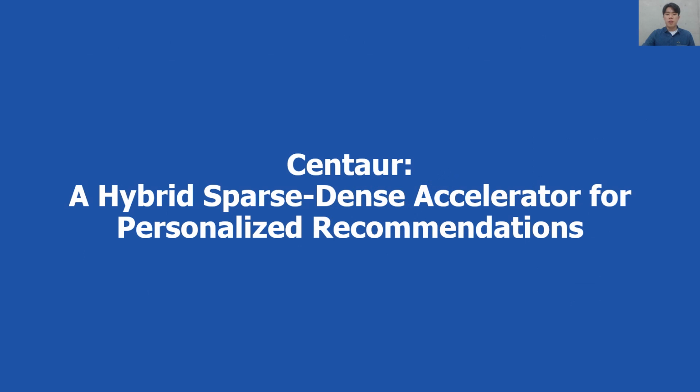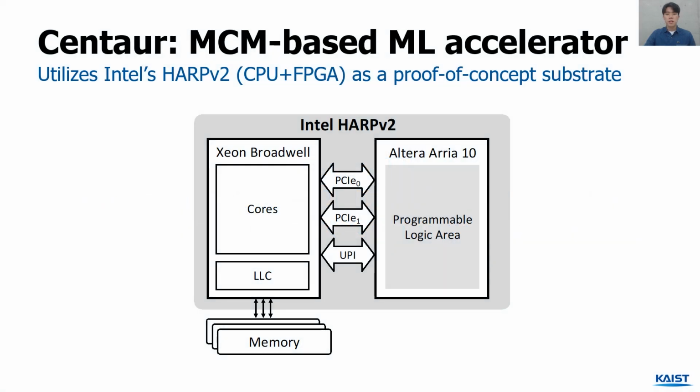With that, let me present Centaur, our hybrid sparse-dense accelerator for end-to-end recommendation inference. In this work, we utilize Intel's HARP version 2 platform, which integrates the CPU and FPGA chiplets within the same package, allowing the FPGA reconfigurable logic to directly read and write data from the CPU DIMMs, using fine-grained load and store semantics.